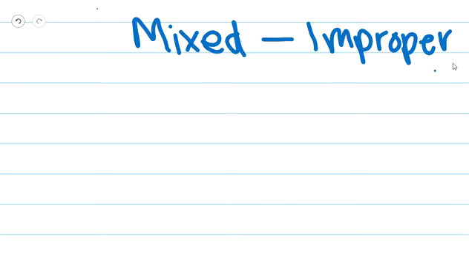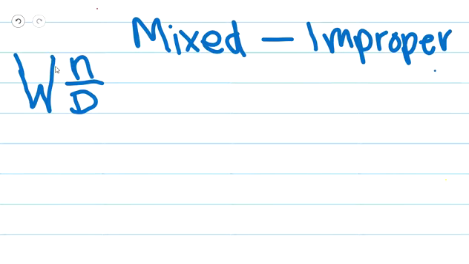Now let's look at an example of a mixed number. Let's write out a formula. A mixed number would look something like this. We have the whole number, W representing the whole number, then we have a numerator on top, and then we have a denominator at the bottom. That's an example of a mixed fraction. We have the whole number, numerator, denominator.